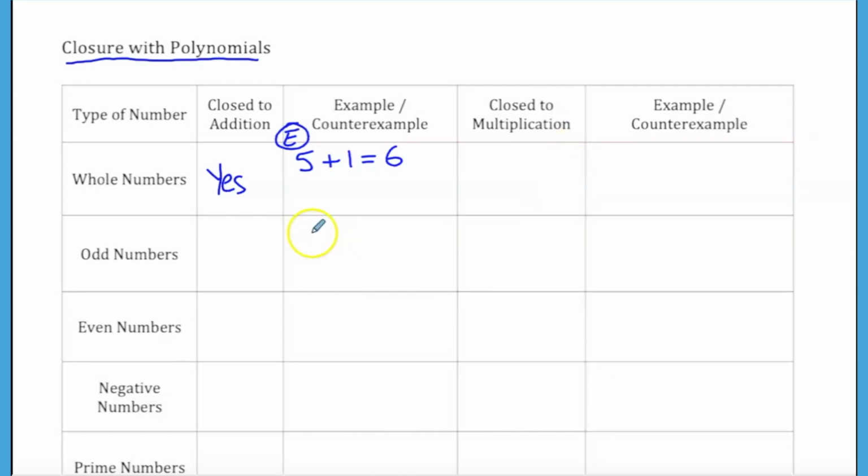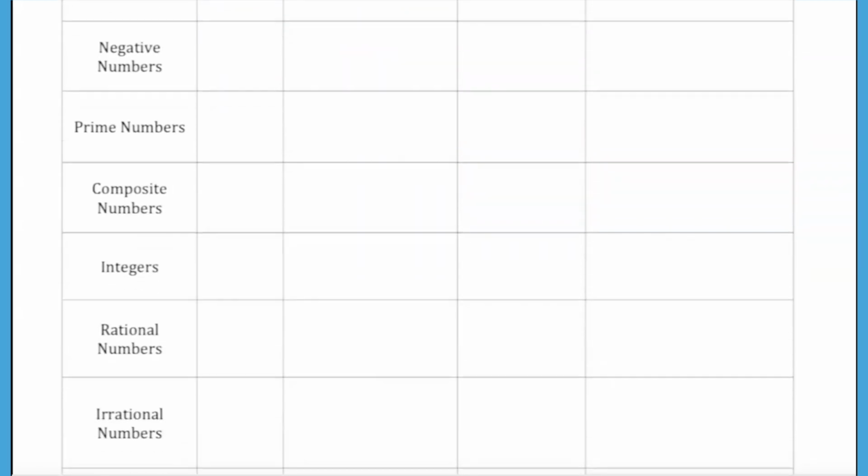So with odd numbers, if you took 3 plus 1, that's an odd plus an odd, gives you 4, which is an even, so therefore it would not be closed, and this would be a counterexample. This works really well with students in groups with the mini whiteboard, so you can flash the number system, give partners or groups a chance to think about it. They will determine yes or no, and they will write their counterexample or example.